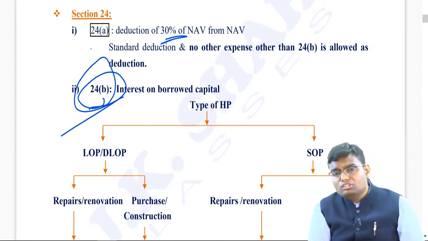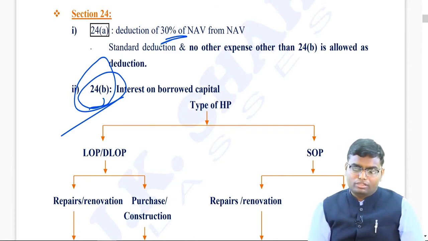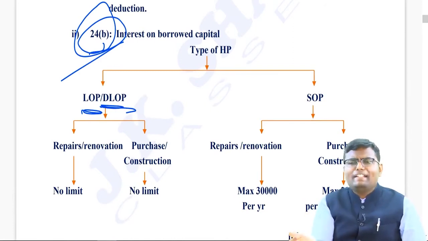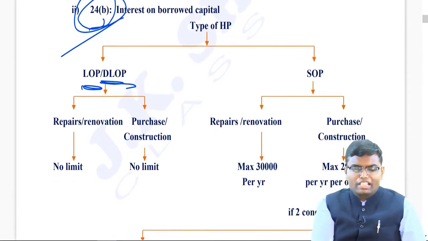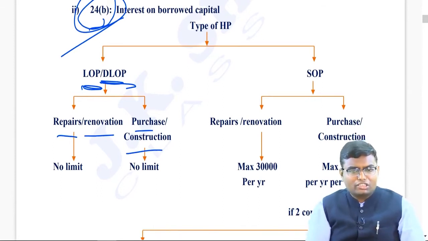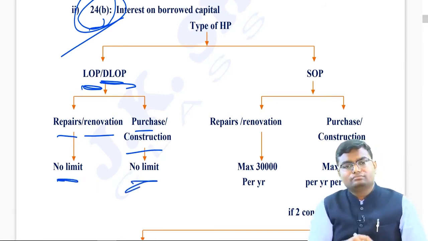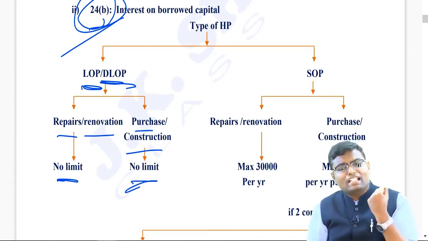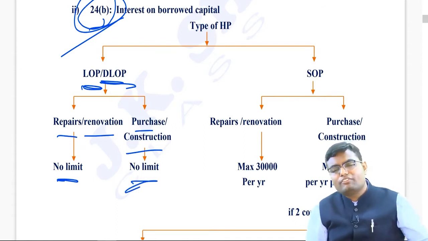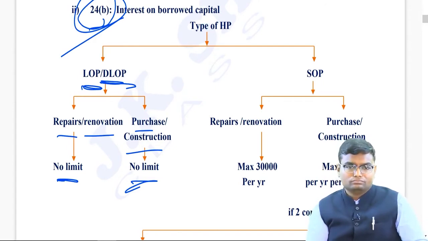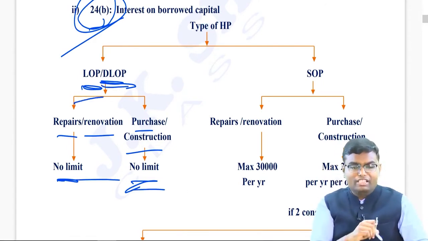Now you have to check which kind of house property you are talking about. Is it a let out property or a deemed let out property? If yes, no matter for what purpose you have taken the loan, it may be for repair, renovation, purchase, construction of the house property, per year, whatever interest is accrued, you can get full deduction without any limit. If I have paid interest of 2 lakh, I will get deduction of 2 lakh. If 20 lakh, I will get deduction of 20 lakh. No limit. Remember, interest on borrowed capital taken in relation to house property. If it is LOP and deemed LOP, no limit.